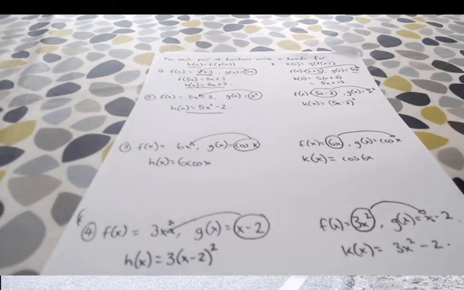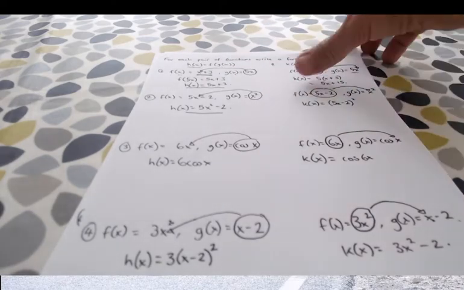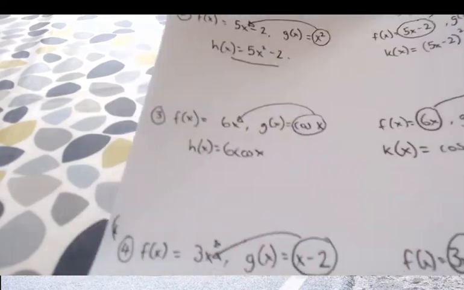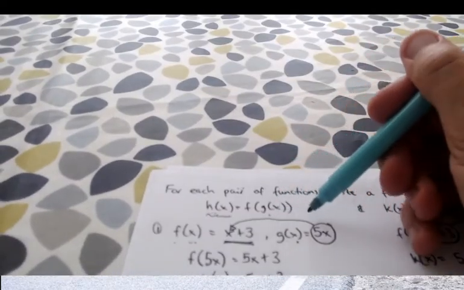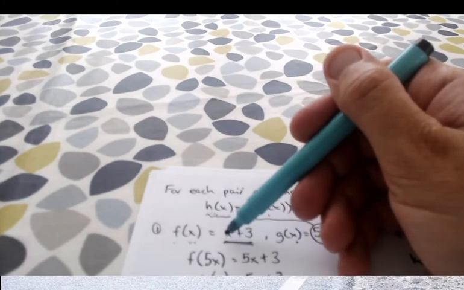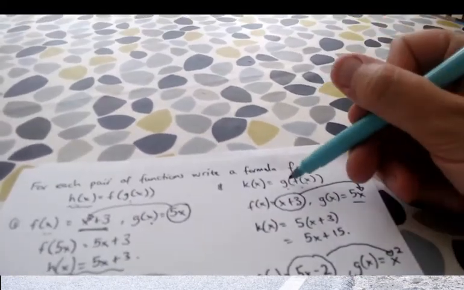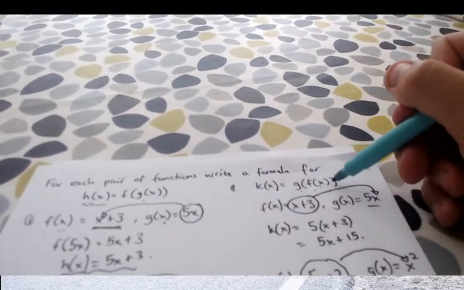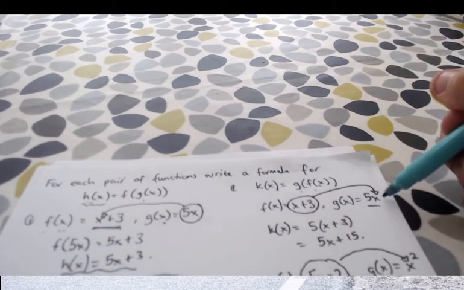That, people, is how you do f of g of x and g of f of x. Remember, the thing in the bracket is the thing which goes in the circle, and you arrow it over and replace the x with it. Over here, it was g of f of x, so the f of x is in the bracket, so it goes in the circle, and we arrow it over and replace it in here.